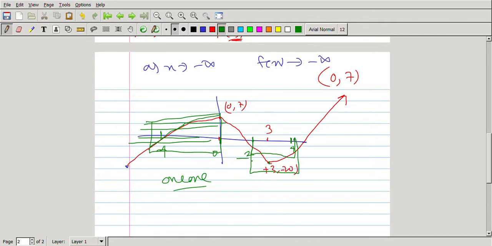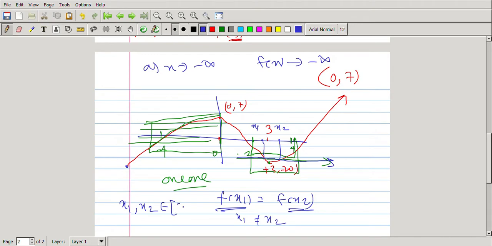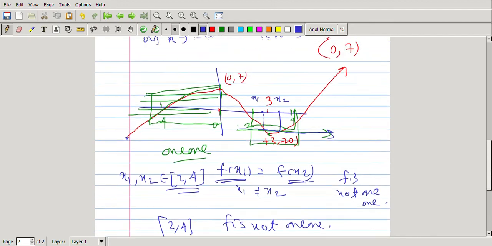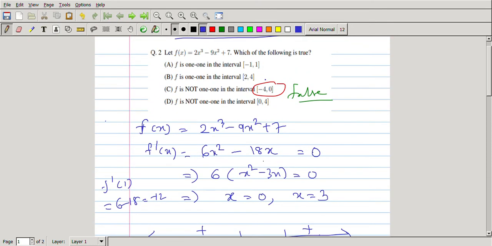If we consider this particular parallel line, we get these 2 points, let's call them x1 and x2. So f of x1 is f of x2, because the height is the same, and x1 is not equal to x2, because they are different points, and they are both inside 2 to 4. That means f is not 1-1. So from 2 to 4, f is not 1-1.